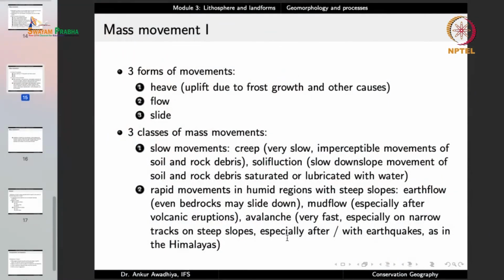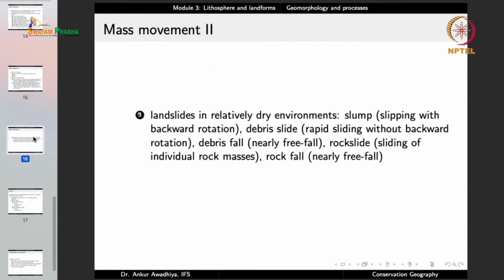We also have avalanches, which are very fast movements, especially on narrow tracks, on steep slopes, especially after and with earthquakes as in the Himalayas. And we also have landslides. Now landslides typically occur in drier areas, and we have things like slump. Slump is slipping with a backward rotation.